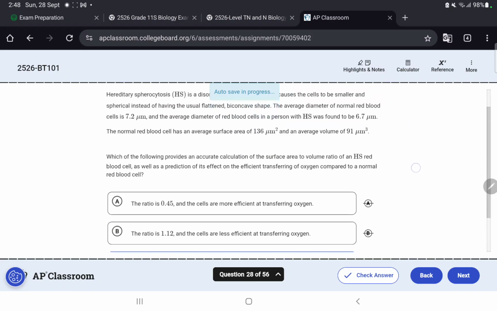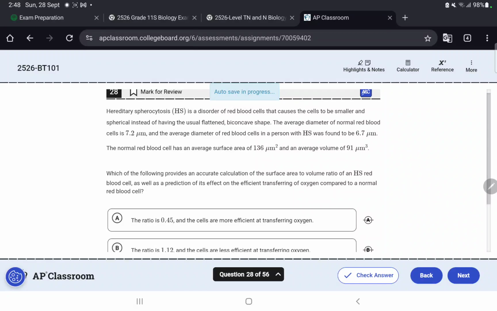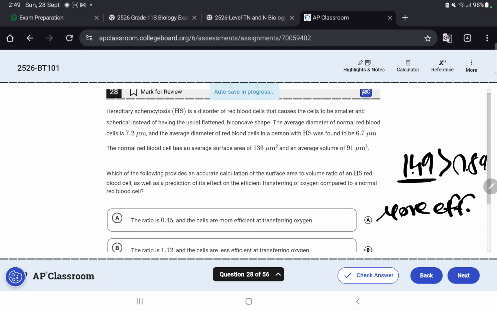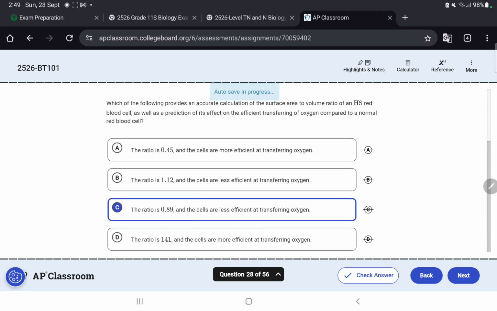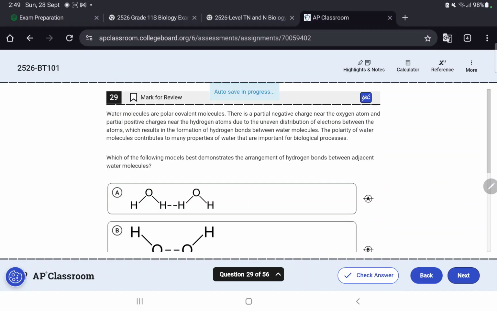And the normal one is 136 over 91. If you plug 136 over 91 into your calculator, you will get 1.49. Which one is bigger? 1.49 is bigger, meaning that the normal blood cell is more efficient. So that is the correct answer.